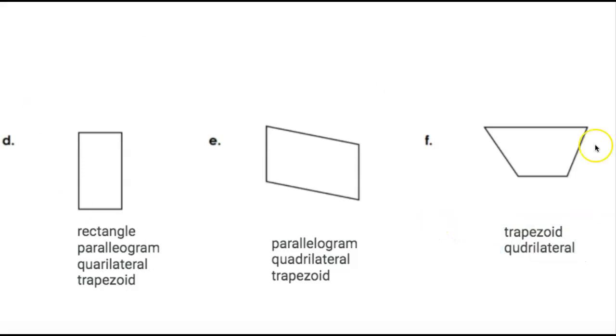By the way, none of these shapes are regular quadrilaterals because they don't have all sides the same. So the only regular quadrilateral would be a square.